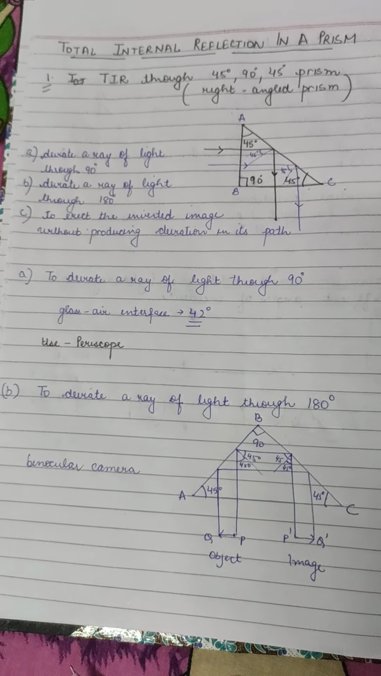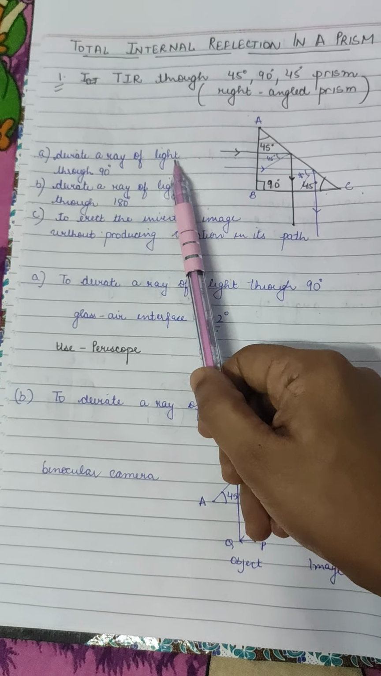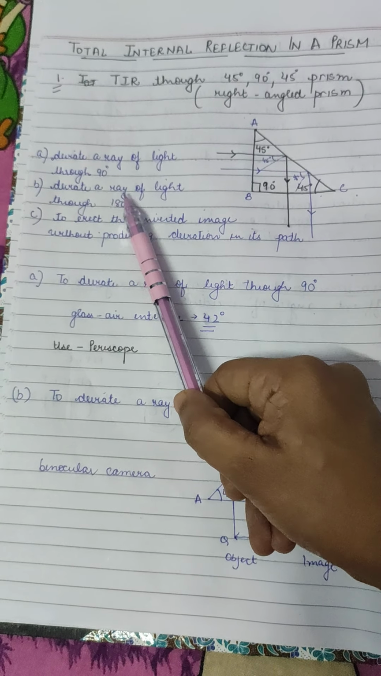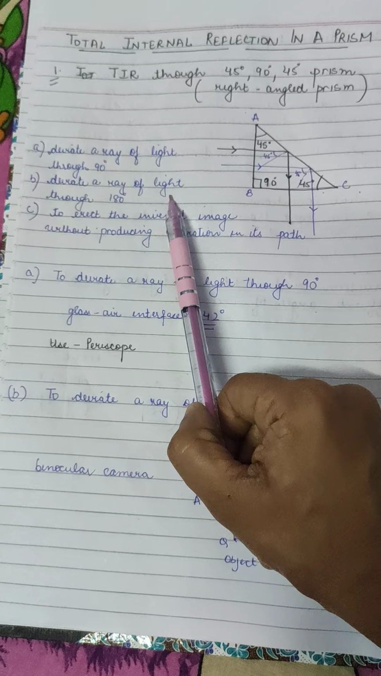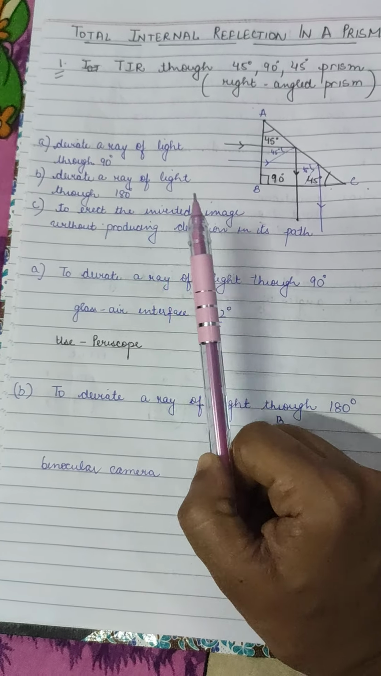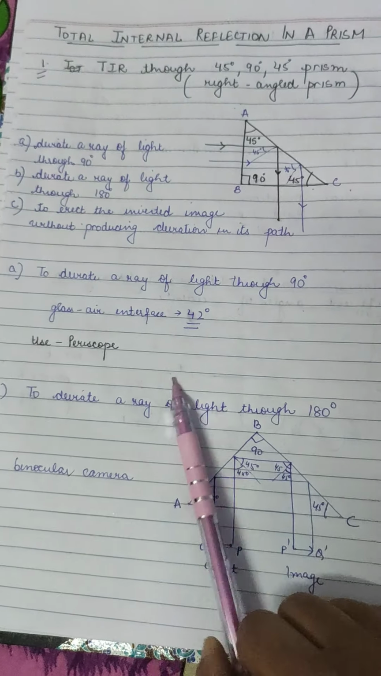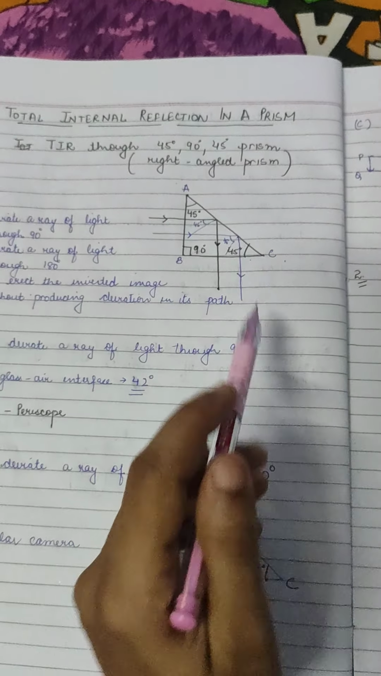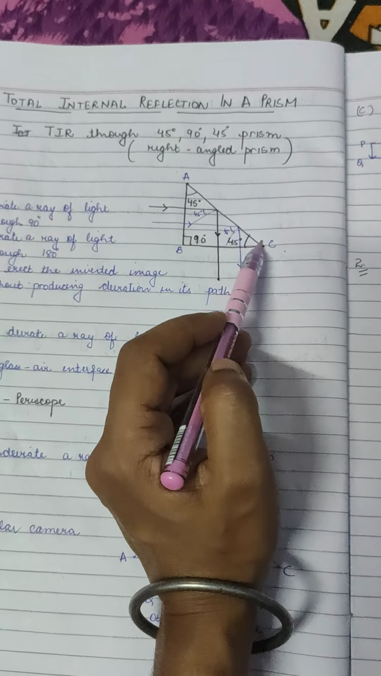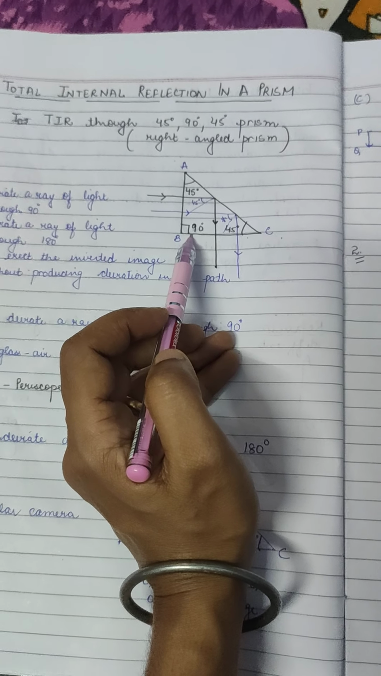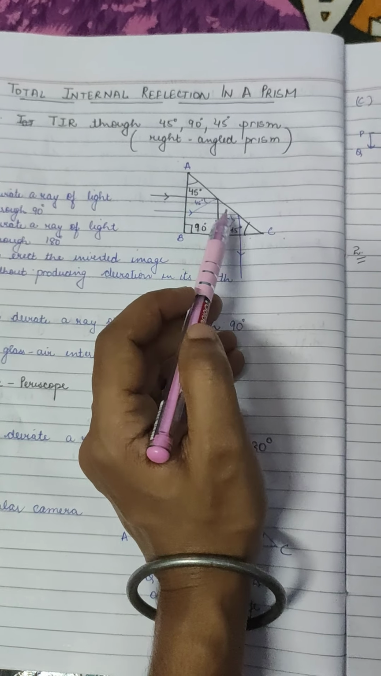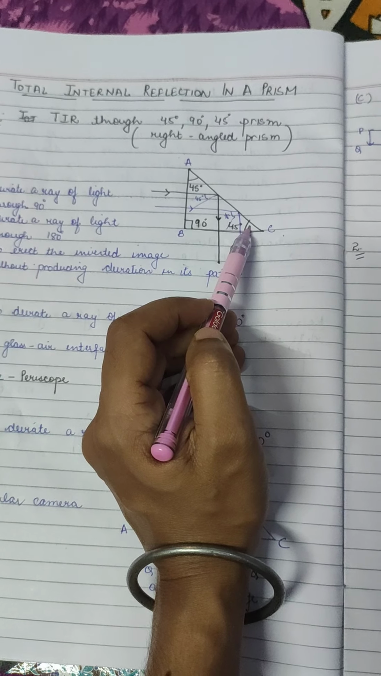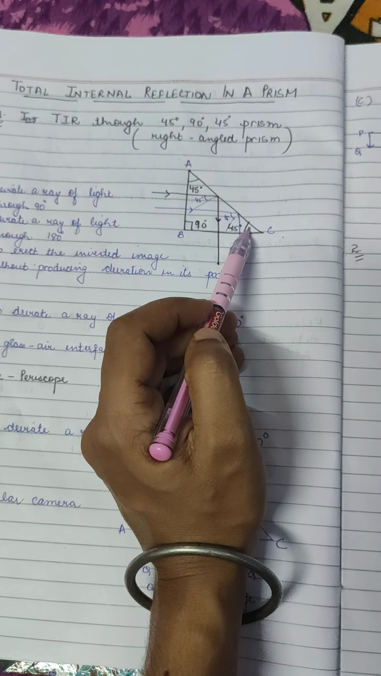The first one is to deviate a ray of light through 90 degree, then deviate a ray of light through 180 degree, and then to erect the inverted image without producing deviation in its path. Now, what is happening in this case? See what we are having. We are having a prism, having 90 degree, 45 degree and 45 degree angles. It's a totally reflecting prism.